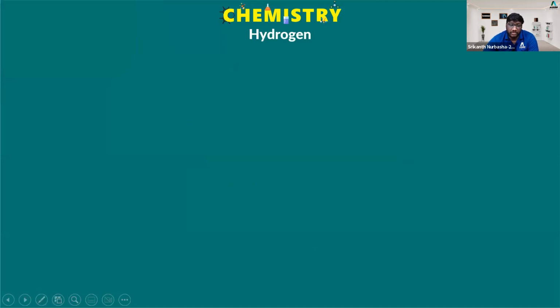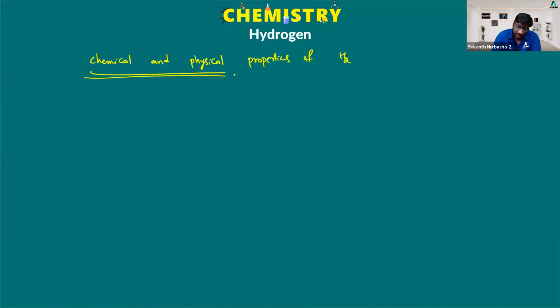And next comes the category: chemical and physical properties of H2, dihydrogen. H2 is a colorless, tasteless, odorless, and combustible gas.